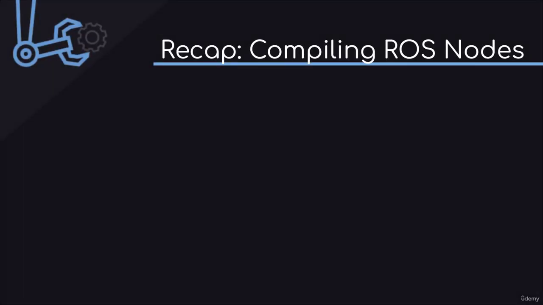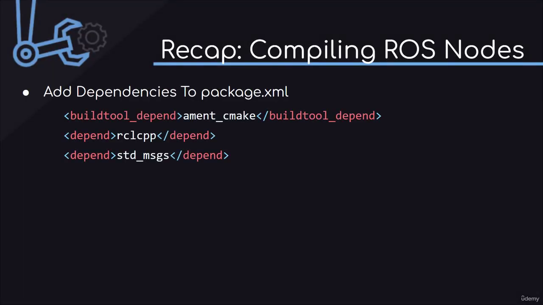All right, with that, you've learned how to compile and run our C++ nodes, as well as the importance of sourcing our workspace so our terminal is aware of our ROS files that are available. All right, in this lecture, we went over compiling our ROS C++ nodes. So the first thing we had to do was add dependencies to our package.xml file to let ROS know what we needed for our ROS package.